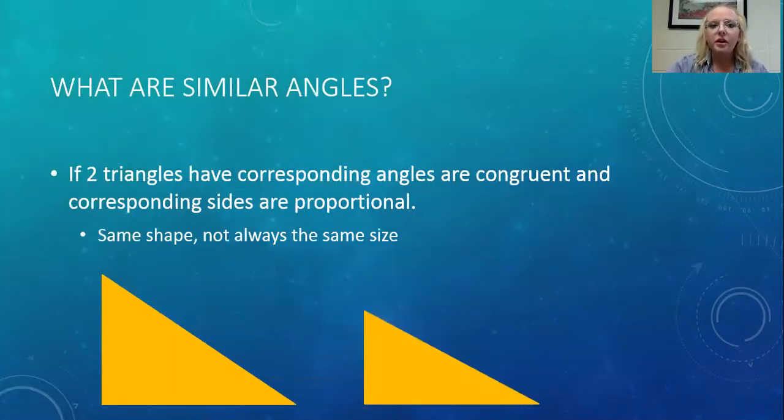Also, what are similar angles? If two triangles have corresponding angles that are congruent and corresponding sides that are proportional, that means the same shape but not always the same size. So we know that these two triangles look absolutely alike. One's just smaller than the other. So these sides will be congruent.